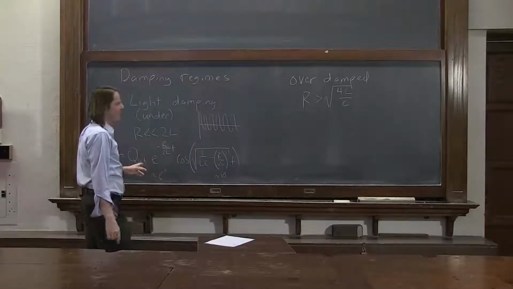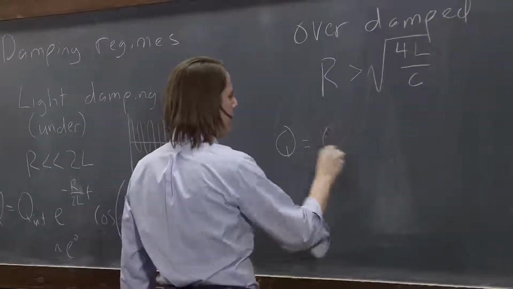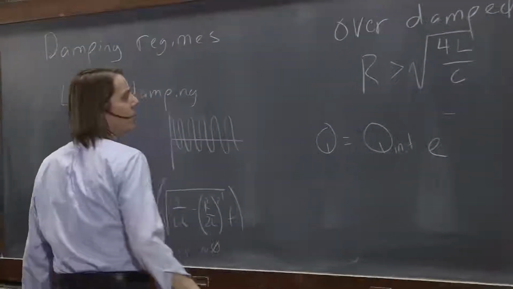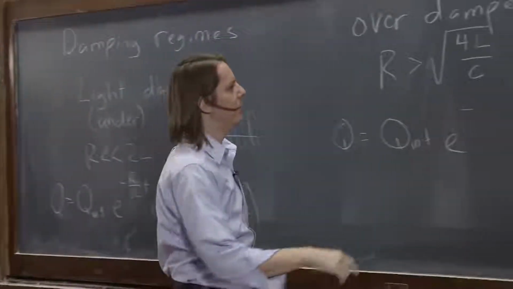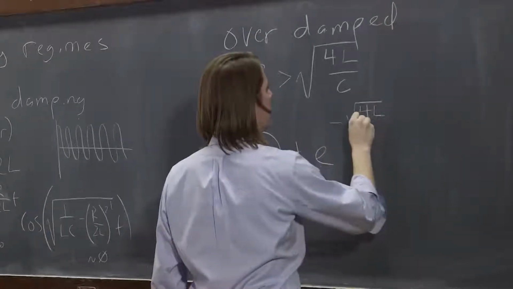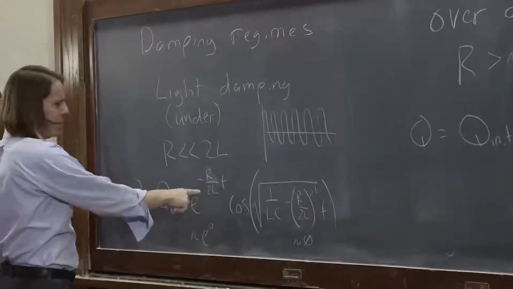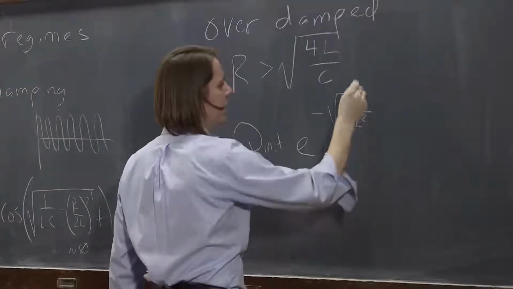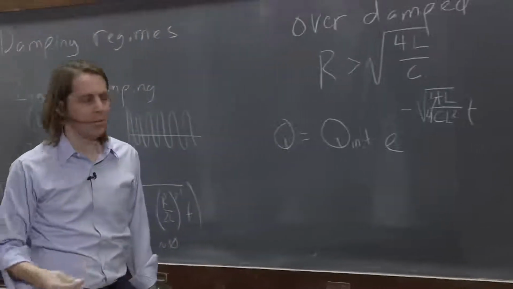Let's see, if you were to plug that in, if R was going to go here, we'd have Q, that's fine, would be Q initial, that's fine, e to the minus R over 2L, the square root of 4L over C, and then divide that by a 2L, which would come in as a 4L squared. And then it'd be 1 over LC times time. So it'd still be damped by some amount.